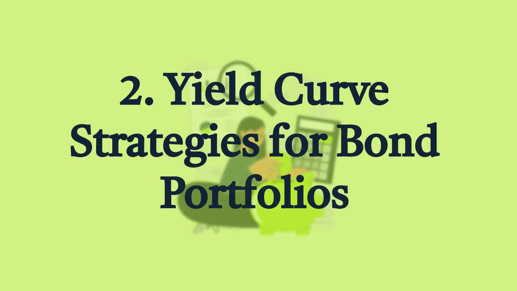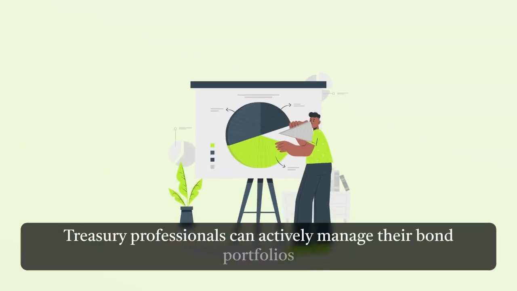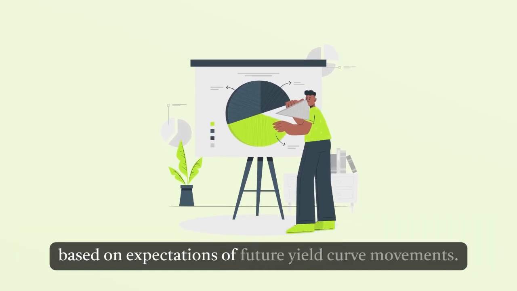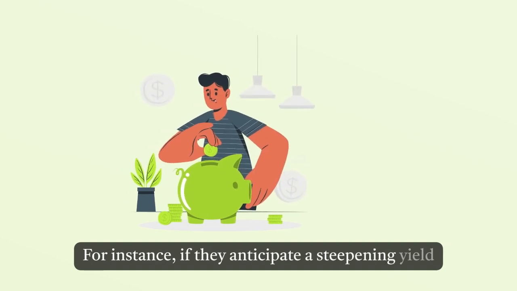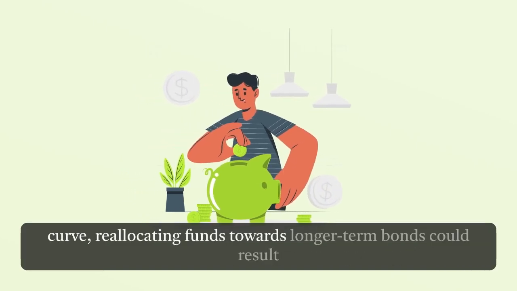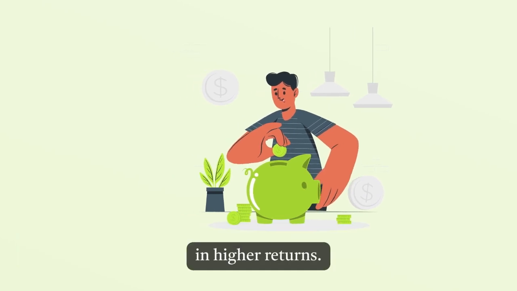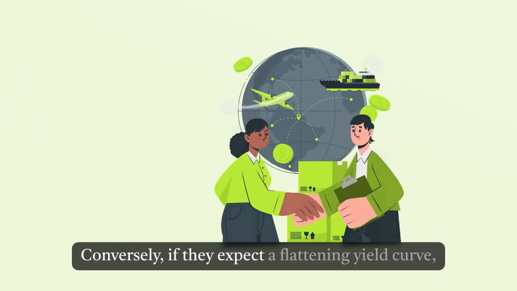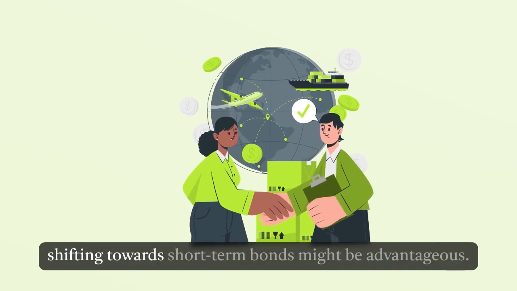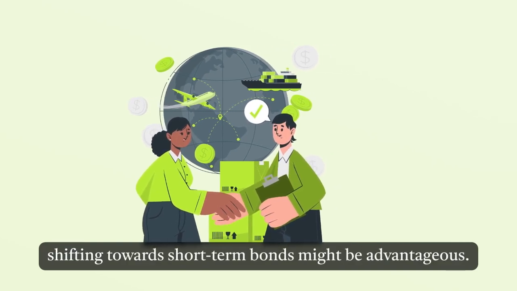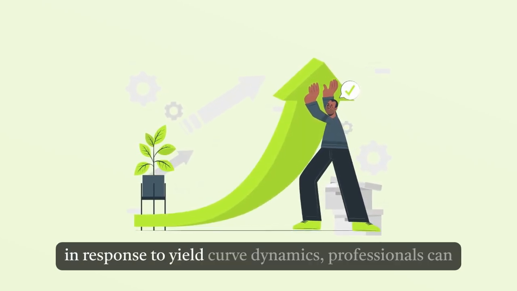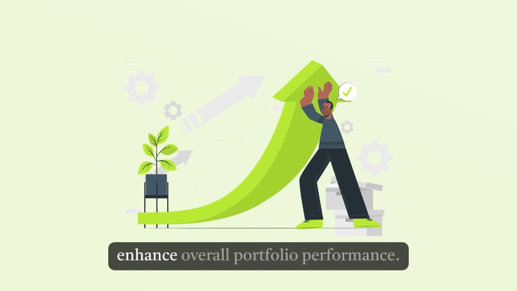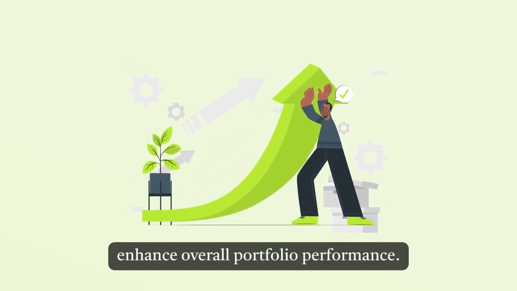2. Yield curve strategies for bond portfolios. Treasury professionals can actively manage their bond portfolios based on expectations of future yield curve movements. For instance, if they anticipate a steepening yield curve, reallocating funds towards longer-term bonds could result in higher returns. Conversely, if they expect a flattening yield curve, shifting towards short-term bonds might be advantageous. By regularly reviewing and adjusting their bond portfolios in response to yield curve dynamics, professionals can enhance overall portfolio performance.